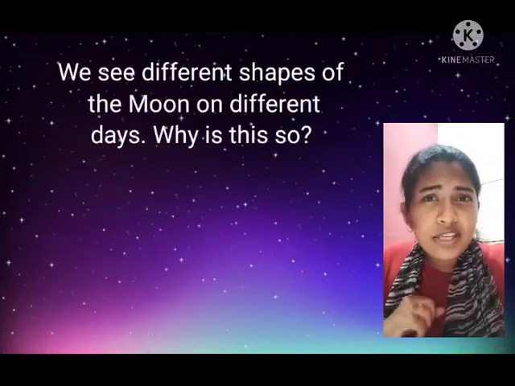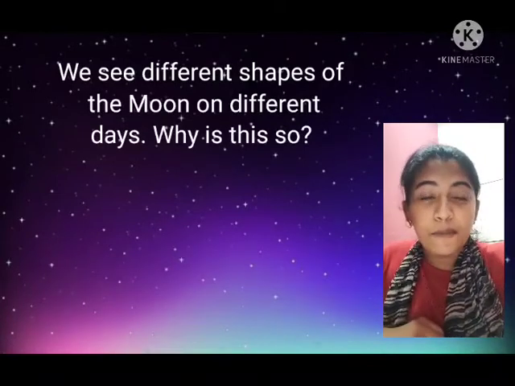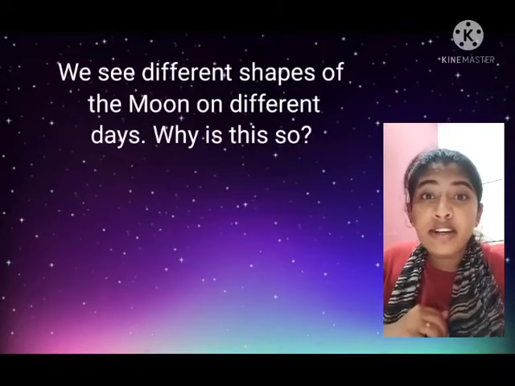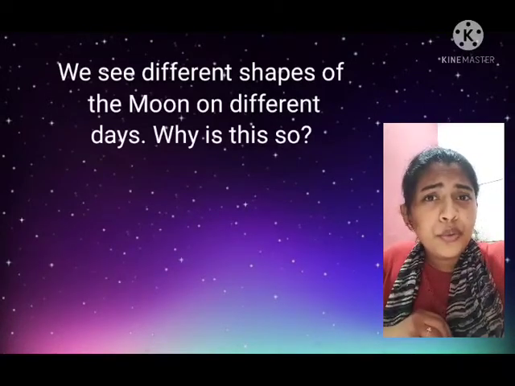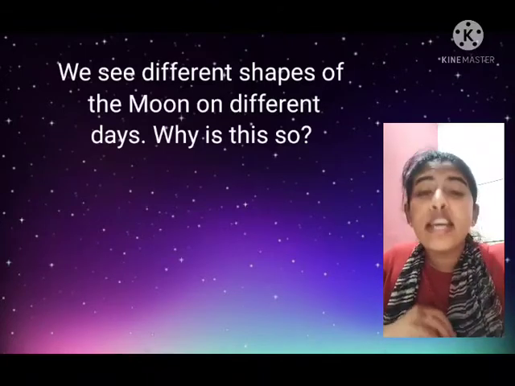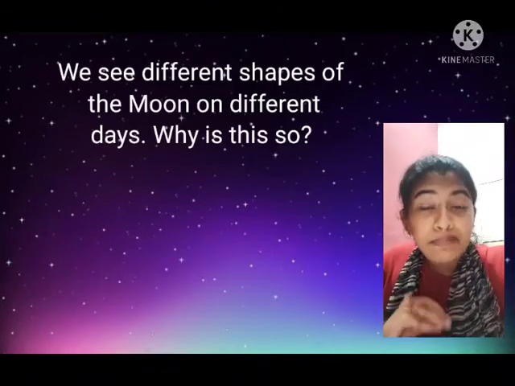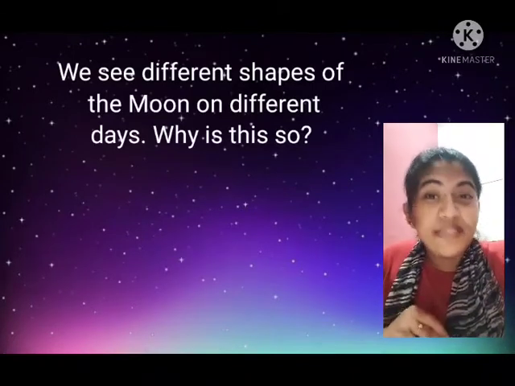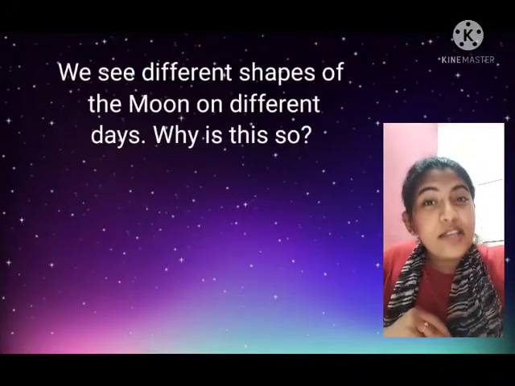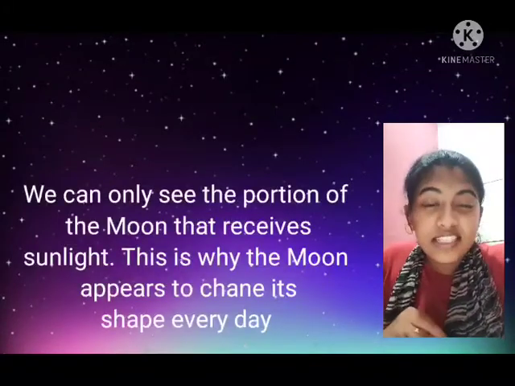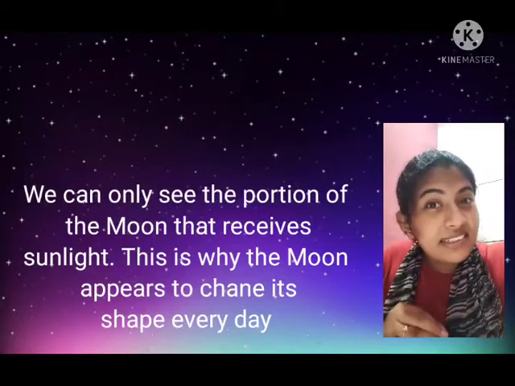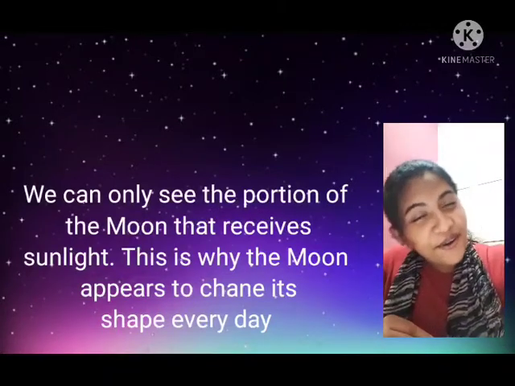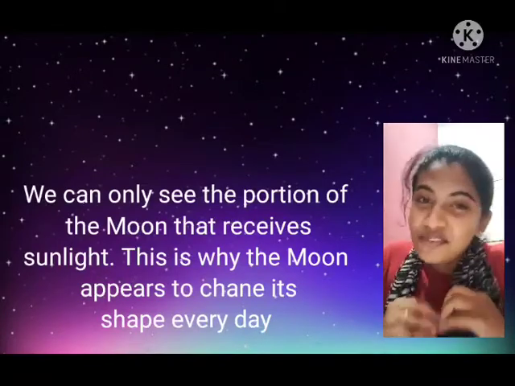Are you all ready to give the answer? We see different shapes of the moon on different days. Why is this so? The answer is, we see only the part of the moon which receives sunlight, so it appears as if it changes its shape every day. Understood?